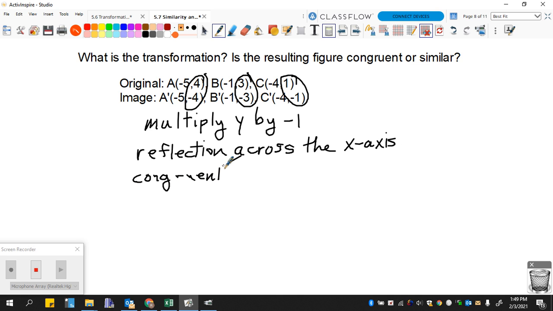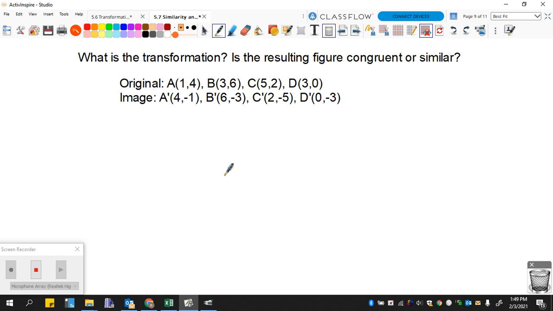Okay, oops. All right, and let's see here. Another one. What's the transformation? And okay, so what we got here, 1 and 4 turns to 4 and -1. 3 and 6 turns to 6 and -3. Okay, so this is what changed. This is what changed sign.